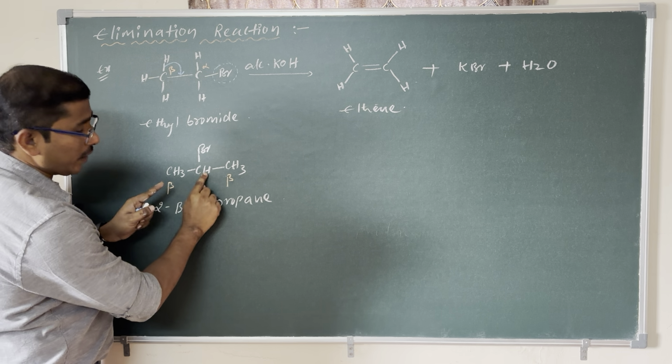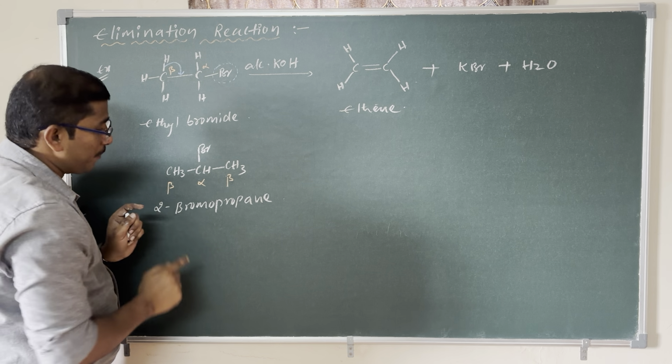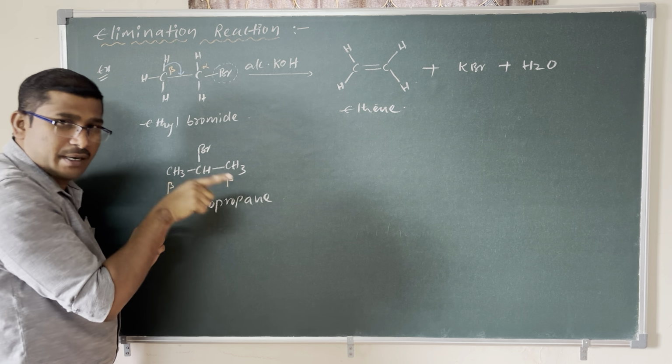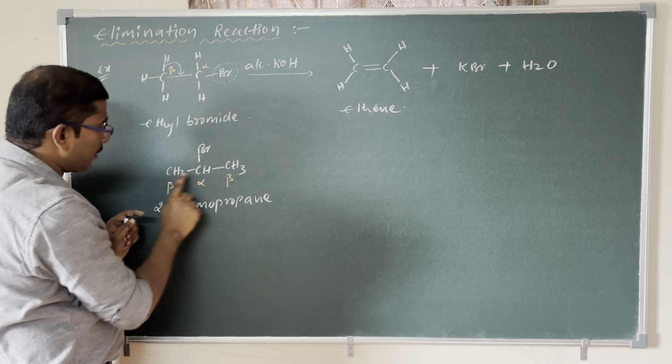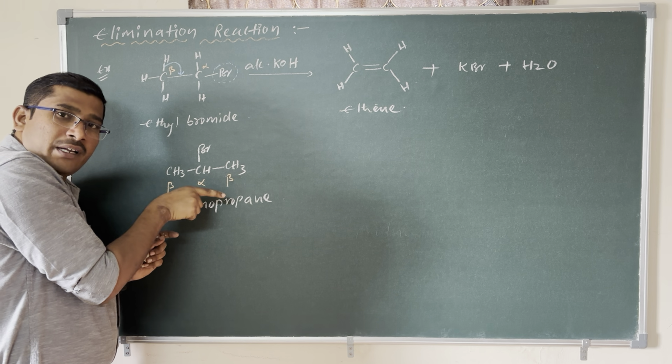Here only 1 alpha hydrogen atom is there. Total 6 beta hydrogen atoms are there here. Both beta carbon atoms contain the same number of hydrogens. This beta carbon has 3 hydrogens, this beta carbon also has 3 hydrogens. So this will be considered as a symmetrical molecule.